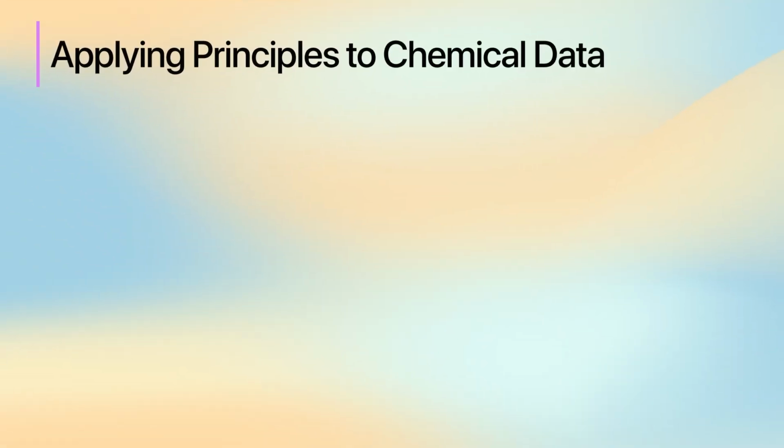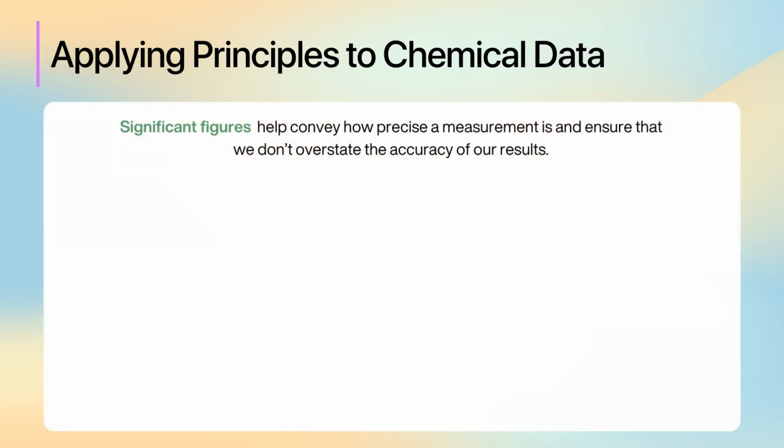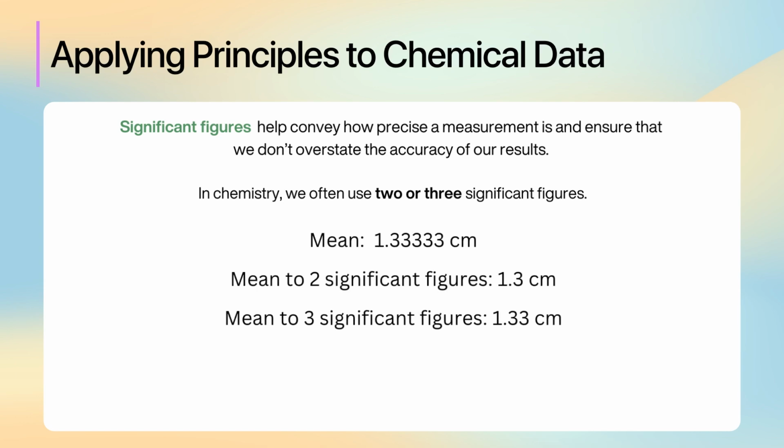Now we'll look at significant figures. Significant figures are an important part of reporting scientific measurements. They help convey how precise a measurement is and ensure that we don't overstate the accuracy of our results. In chemistry, we often use 2 or 3 significant figures. For our previous example, if we round to 2 significant figures, the mean becomes 1.3 centimeters. And if we round to 3 significant figures, it becomes 1.33 centimeters.